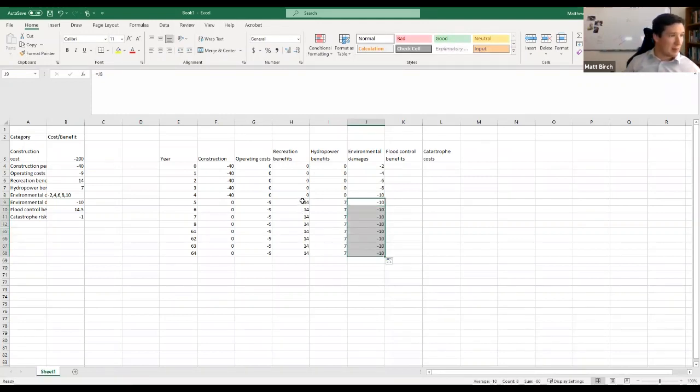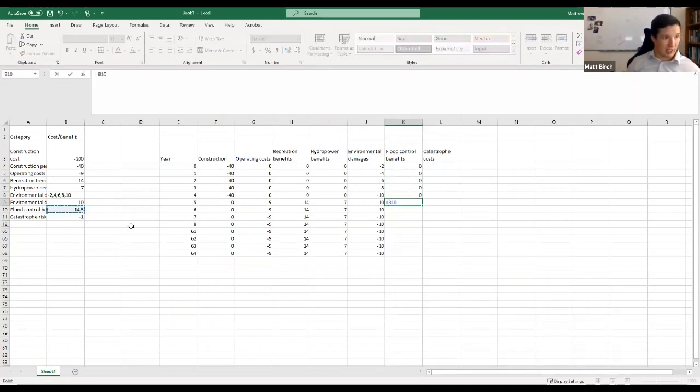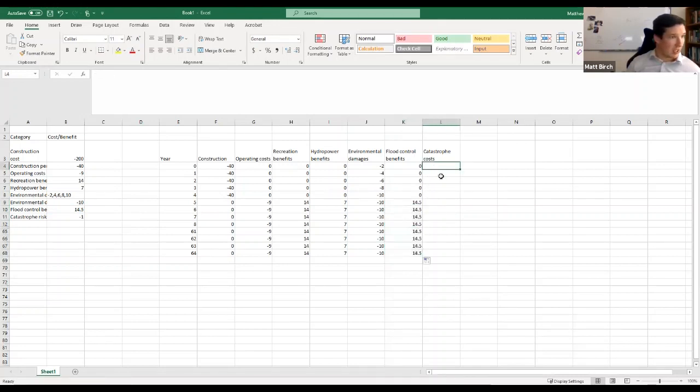Again, remember, these benefits here are positives. These costs are negatives. Okay? Flood control benefits. None while the dam isn't in operation. But after that, 14.5 million a year in benefits. At least their expected value. Freeze that, do that. And catastrophe costs.